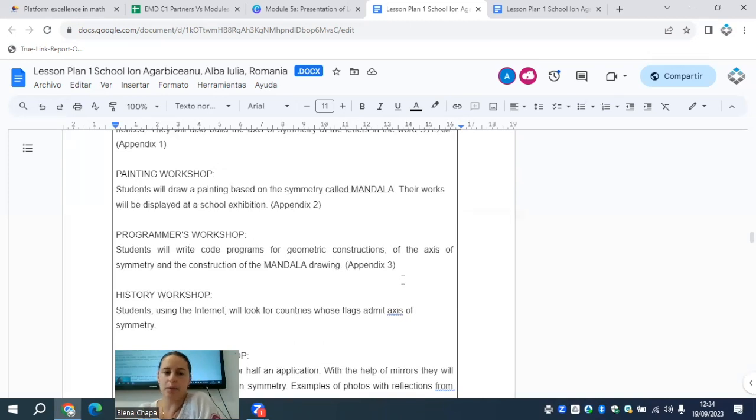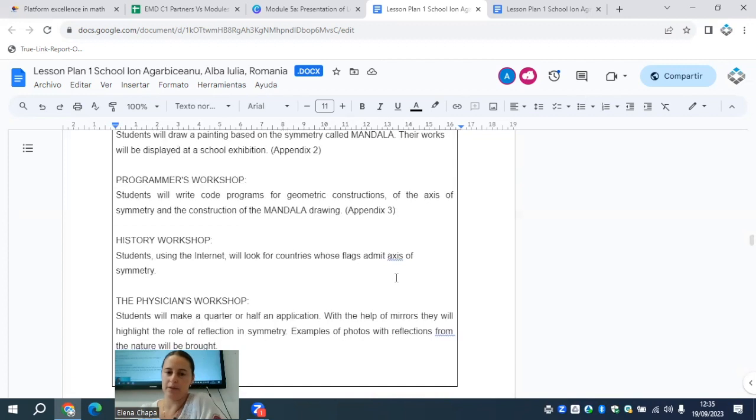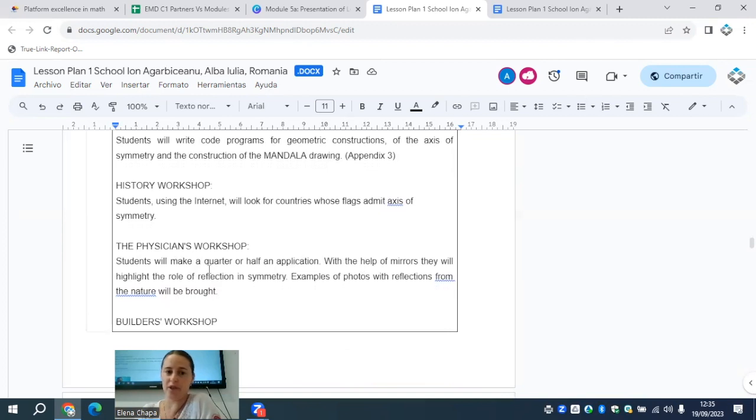Then the programmers workshop. Students can write code programs for geometric constructions of the axis of symmetry and the construction of the mandala drawing. For the history workshop, I told you about the flags. They have to look for flags that have an axis of symmetry. And for the physicists workshop, they will make a quarter or half application. With the help of mirrors, they will highlight the role of reflection in symmetry. Examples of photos with reflections from nature will also be brought.